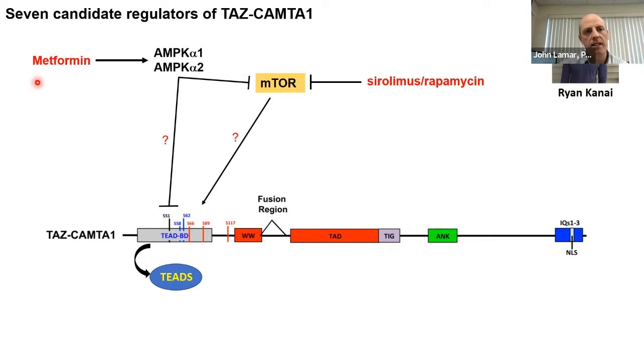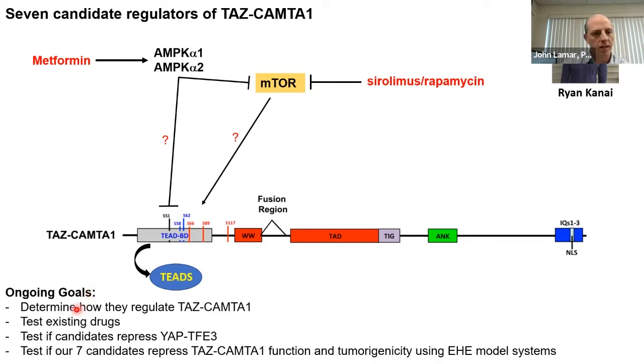The metformin has not been formally tested in EHE, but there is some anecdotal evidence from patients who go on metformin to control their diabetes and have found that it can actually stabilize disease. And so we don't know if those clinical results have anything to do with this very preliminary data that we've found, but it's interesting to think that maybe some of these drugs are actually directly inhibiting these fusion proteins. And so moving forward, that's what we're trying to do.